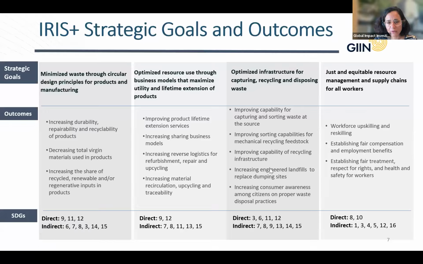So I will come back to this picture, but in the interim, I do want to ask you something else on these strategic goals. Which of these goals do you think can be most impactful?